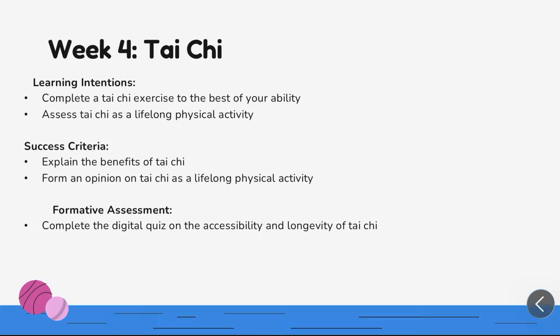This lesson also broadens students' understanding of physical activity beyond traditional competitive sports. Students learn that exercise can focus on relaxation, mindfulness, and controlled movement, which can positively support mental health and stress management. By discussing the accessibility and longevity of Tai Chi, students critically evaluate why it's an effective lifelong physical activity.